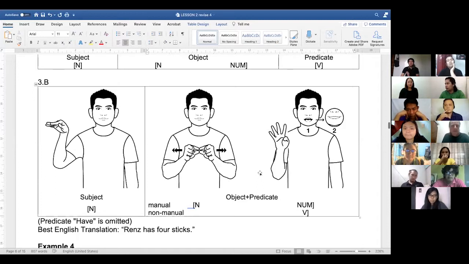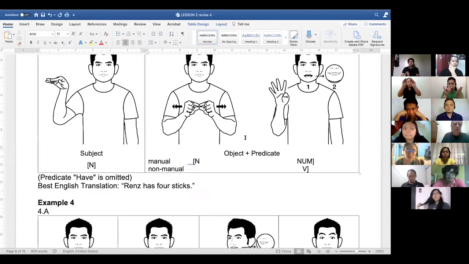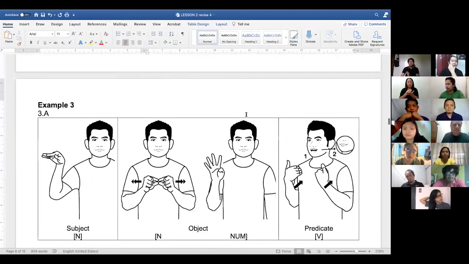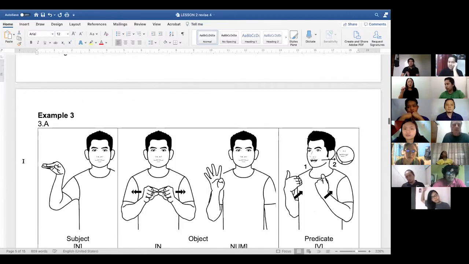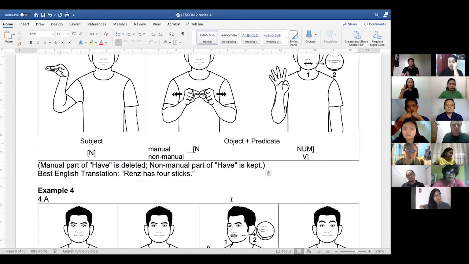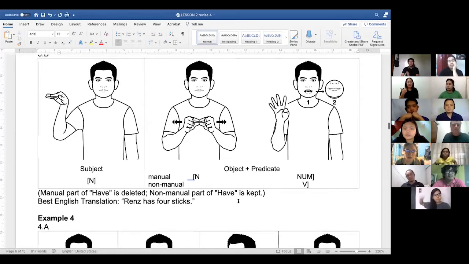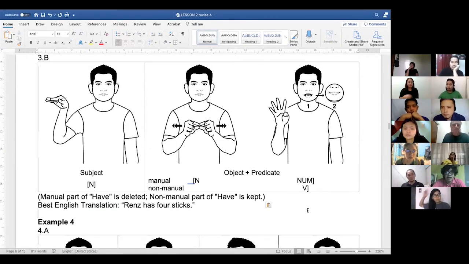And then the explanation with 2B needs to be in 3B. Manual part, sorry. Manual part of have is deleted. Okay, then also 2B, if you look at 2B again.